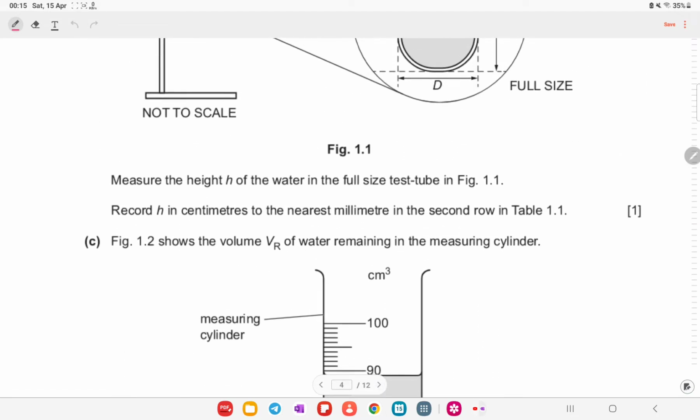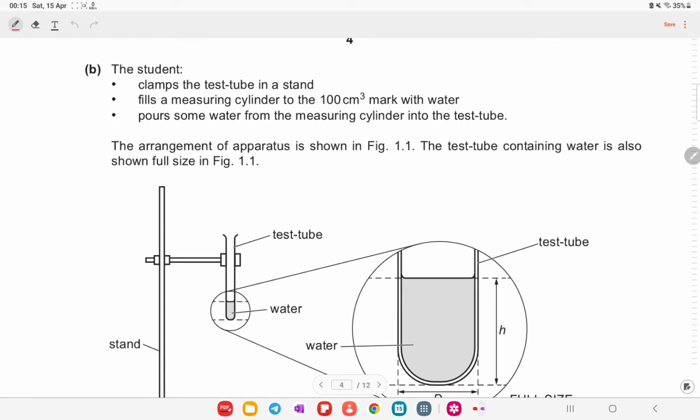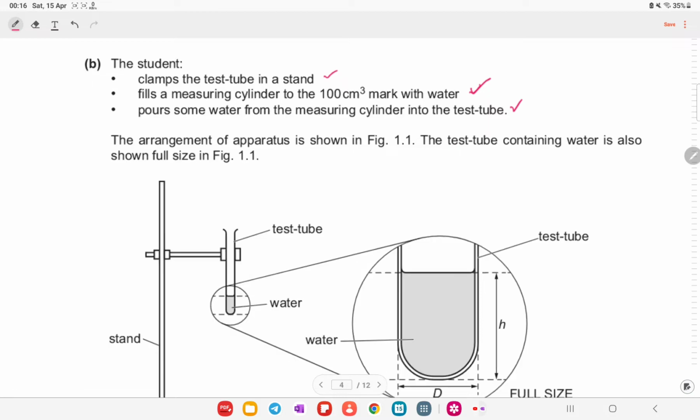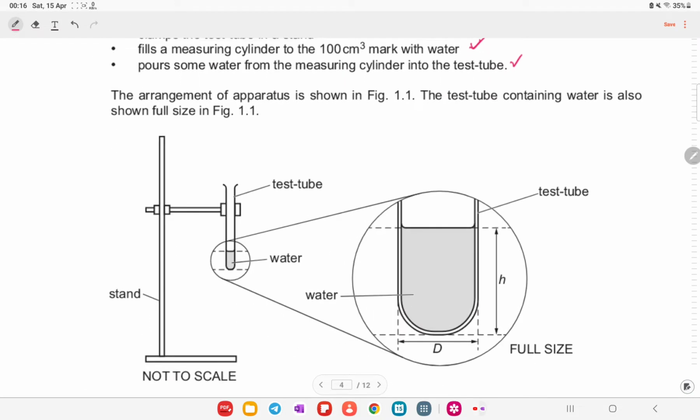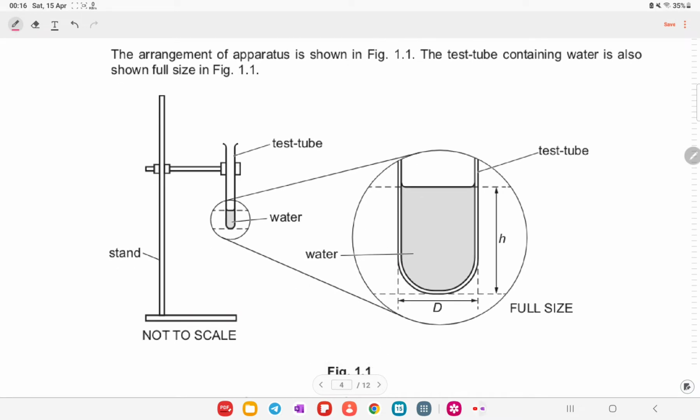Now coming to the next question. It states that the student clamps the test tube in a stand, fills a measuring cylinder to the 100 cm³ mark with water, and pours some water from the measuring cylinder into the test tube. You have to keep these things in mind, because you might have to do certain things in the next procedure or steps. The arrangement of the apparatus is shown in figure 1.1. The test tube containing water is also shown full size in figure 1.1.